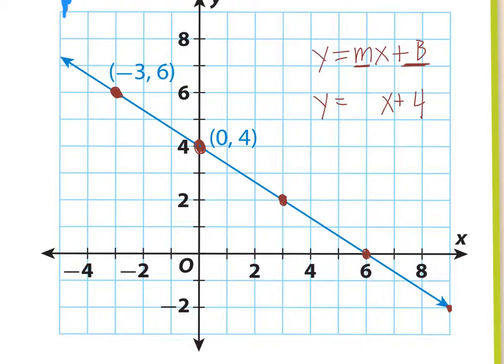So to find our slope, it's the rise over the run. We went down 2 and right 3. Down 2, right 3. -2 is our rise. 3 is our run.